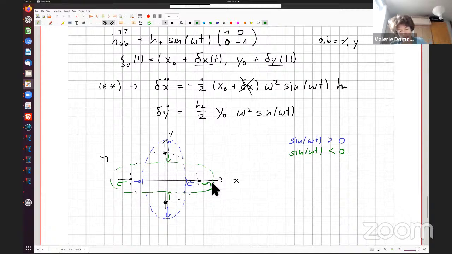So this is what I'm drawing here, and now you understand why I'm calling this plus polarization the whole time. With some fantasy, you can see a plus in this plane. Imagine you have a circle of particles, and the gravitational wave is coming along the z-axis, so essentially coming at us from behind the plane.